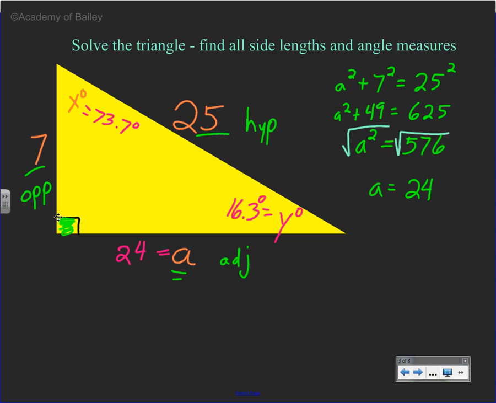So we have all angles and all side measurements here, so this right triangle is solved. If you did notice that the side measurements are 7, 24, and 25, that would be a Pythagorean triple. If you have those memorized, that makes calculating some of these a little bit quicker.